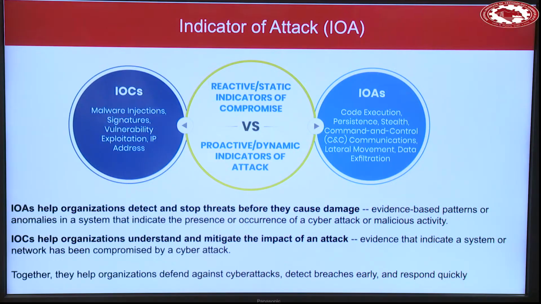So indicators of compromise: malware injections, signatures, vulnerability exploitation, IP addresses, and so on. Indicators of attack: code execution, persistence, stealth, command and control communication, lateral movement, data exfiltration. What is stealth? Stealth the attack.